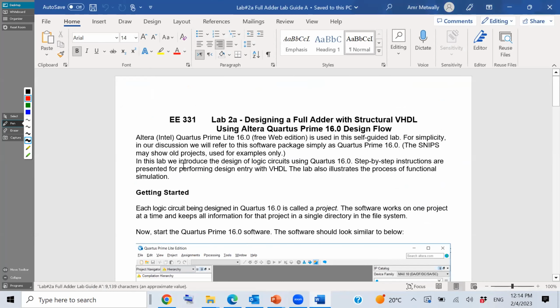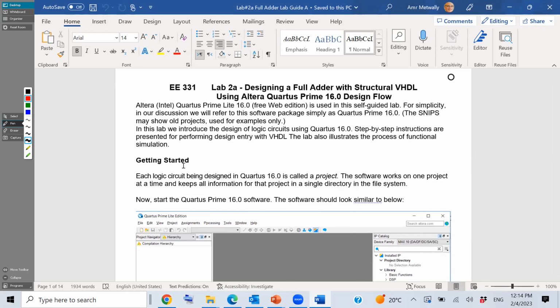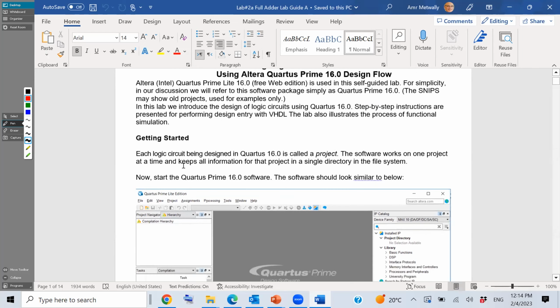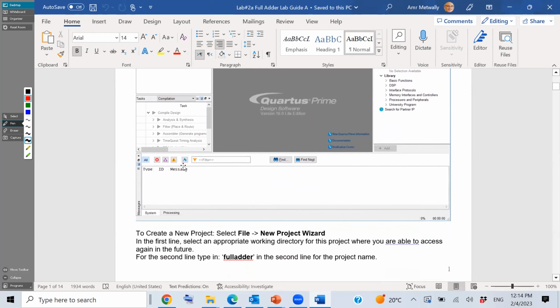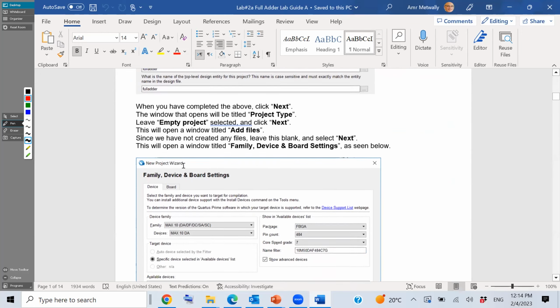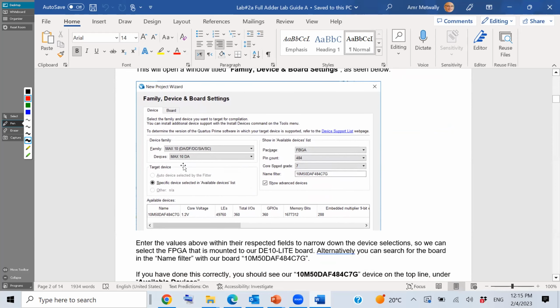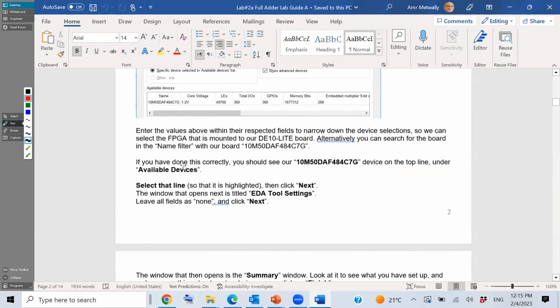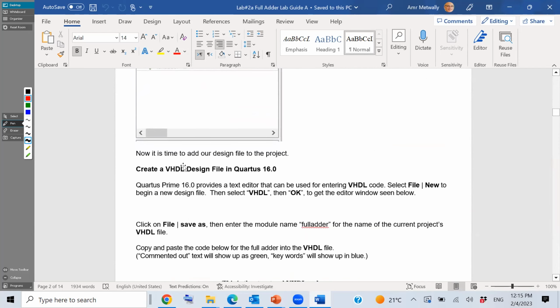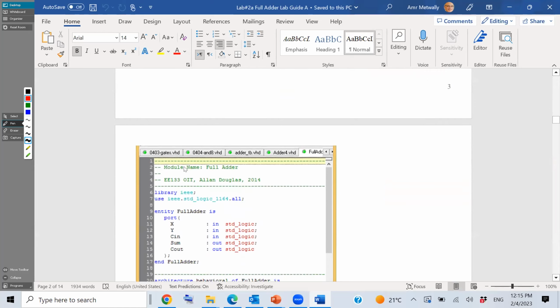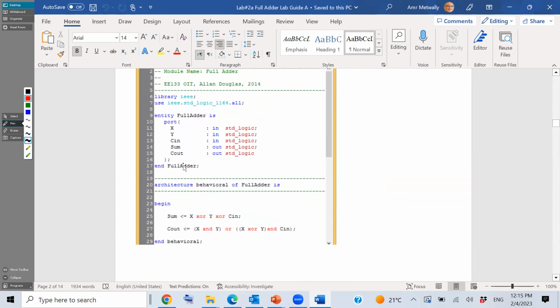This lab 2A, would you please open it? In this lab 2A, what we have here is instruction and step-by-step how we can make it. This is starting as any other program we started, and we are building a full adder. And this is the code for the full adder.